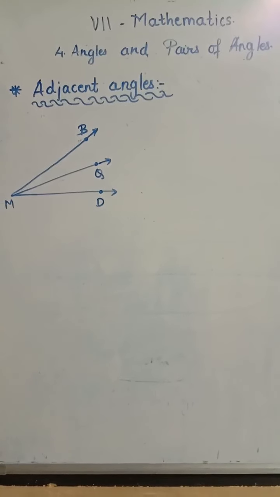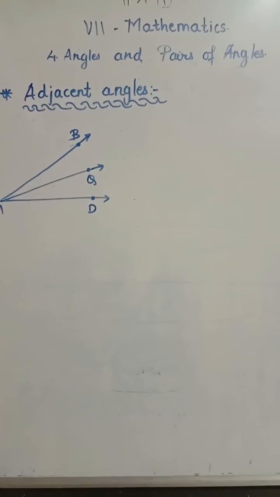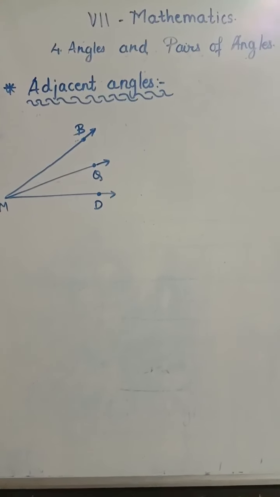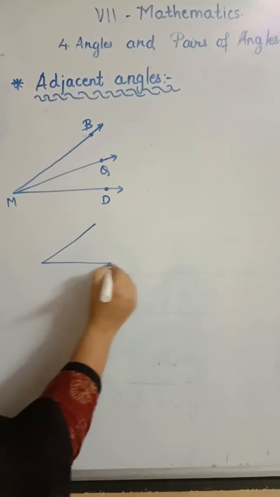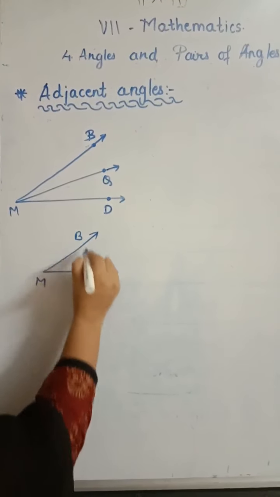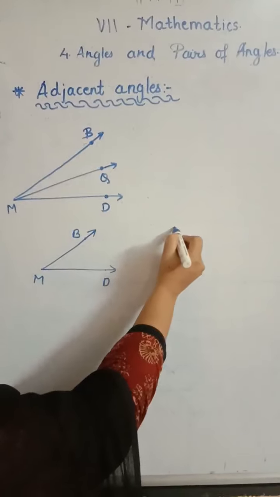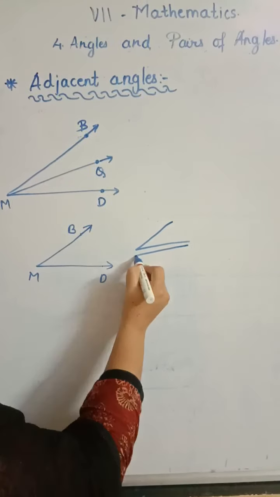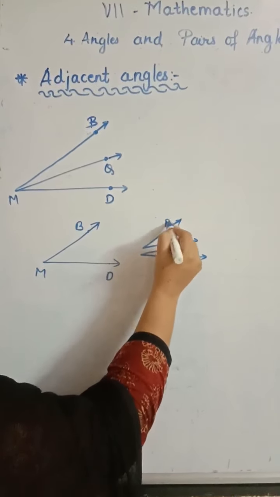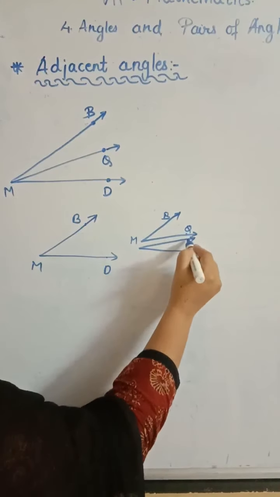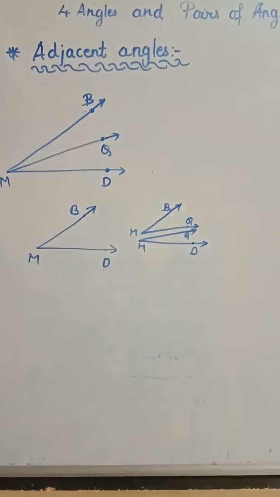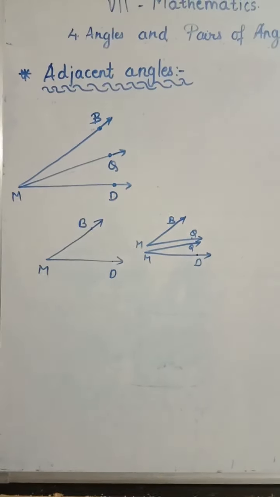We will begin with the next topic, that is adjacent angles. So children, are you able to see an angle on the board? In that angle again there are two angles. See, the greater angle is in this way, angle BMD. Now inside that, do you have these two angles? 1 and 2. That is, this is BMQ, and again QMD. So inside this angle you have two angles in this way.